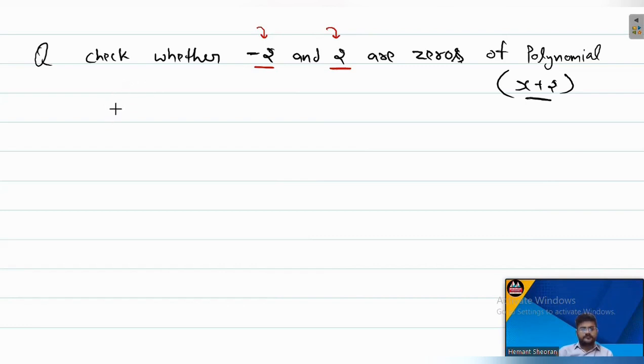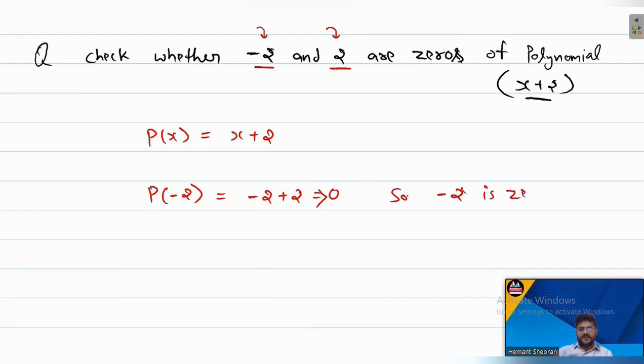-2 is a zero, but 2 isn't. So first of all, the polynomial in x that is given to us is x plus 2, and we just have to replace the x with, firstly, -2. If you replace it with -2, you get -2 plus 2, that is a 0. So we can say -2 is a 0. Yes or no?